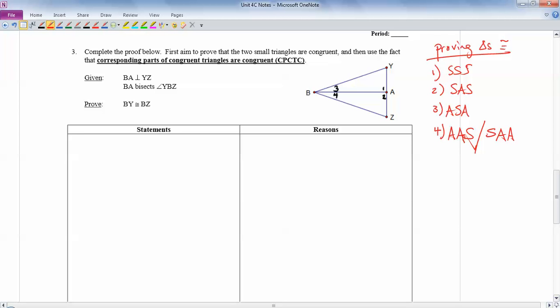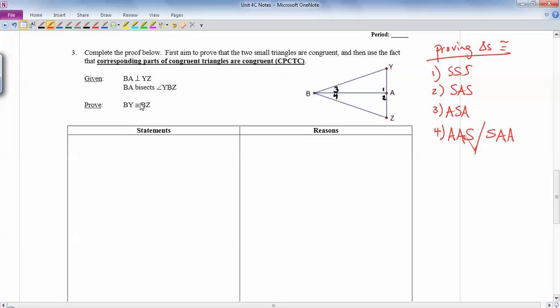Okay, it says first aim to prove that the two small triangles are congruent, and then aim for this. All right, so let's start out with the given, and we'll start with the first given here. 1, BA is perpendicular to YZ. So that's given. BA is perpendicular to YZ, meaning these two angles have to both be 90. You could say angle 1 equals 90, angle 2 equals 90, and then get to angle 1 equals angle 2. That's fine doing it that way.